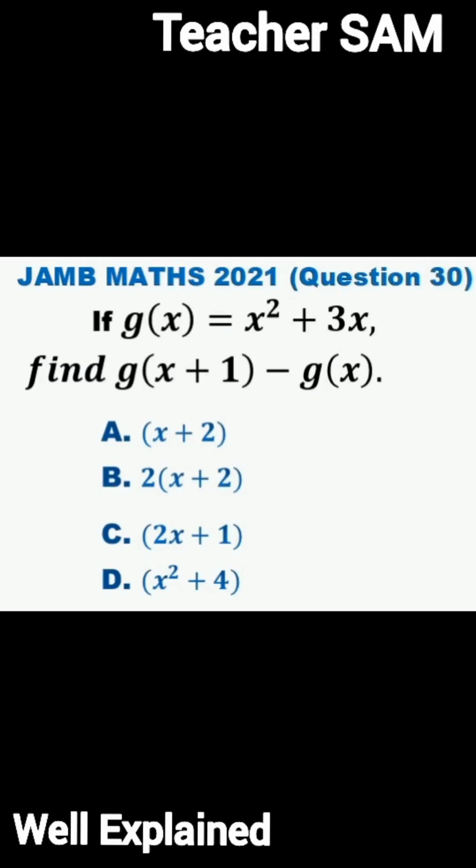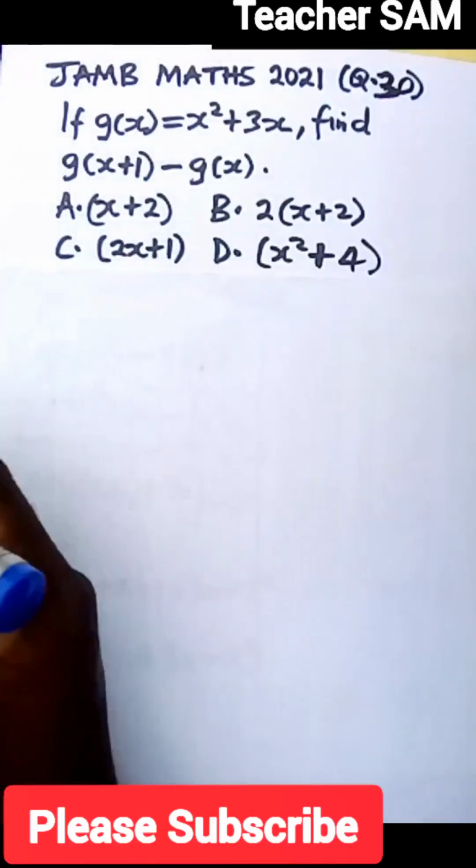If g of x is equal to x squared plus 3x, find g of x plus 1 minus g of x. We have options A to D. Solution.